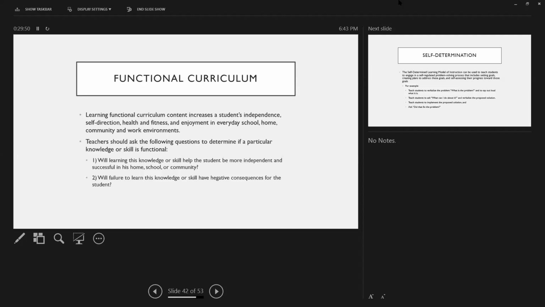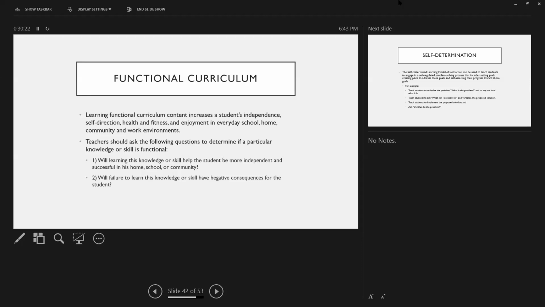And as teachers, two questions that are helpful to ask in determining whether a particular knowledge or skill is functional are presented here. Will this knowledge or skill help this kid to be more independent at home, at school, or in the community? There's a typo in this next one, I apologize. Will the failure to learn this knowledge or skill have negative consequences for the student?